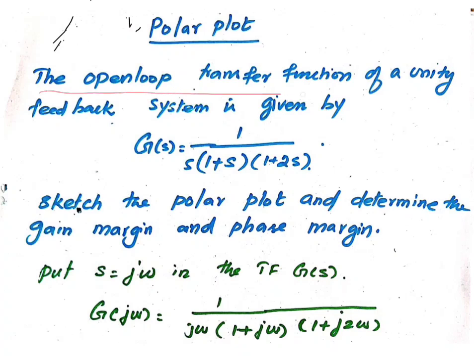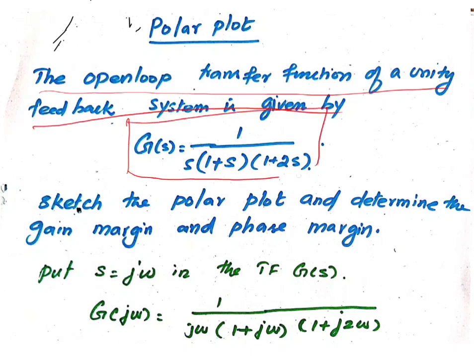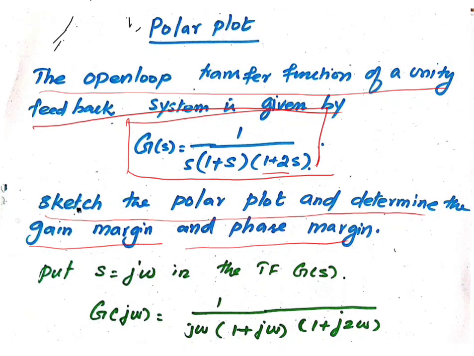The open loop transfer function of a unity feedback system is given by G(s) = 1 / [s(1 + s)(1 + 2s)]. Sketch the polar plot and determine gain margin and phase margin. So they have given a system function and we need to plot the polar graph. Using the polar graph we have to find out phase margin and gain margin.